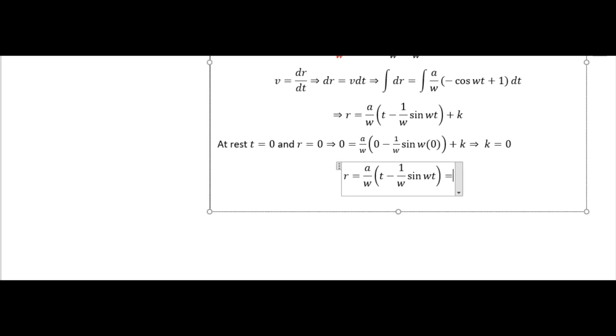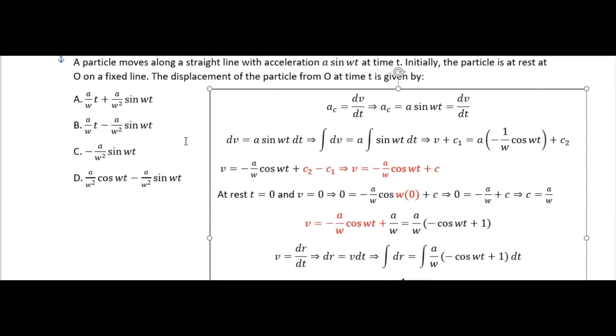So at the end we can multiply all through by a over omega. So our r is going to give us a over omega times t, then minus a over omega squared, sorry, it's supposed to be omega squared, then times the sine of omega t. So that is the value of the position, the displacement from the fixed position O at time t seconds. So let's come back to our responses and verify what we have.